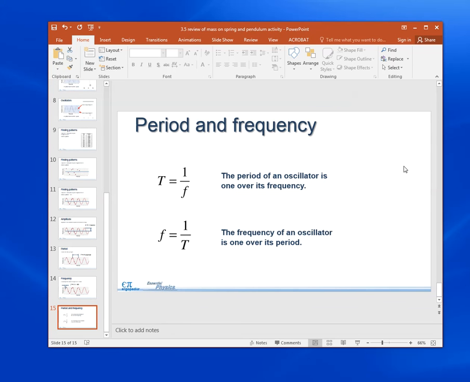Hopefully that, along with the solutions provided, will help you to feel like you're beginning to master the concepts of the activity on period and frequency.